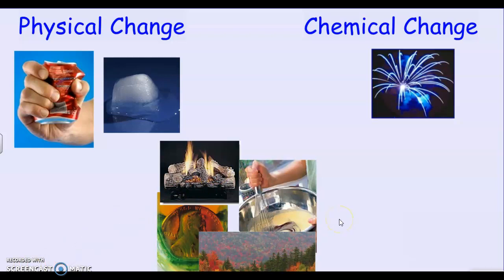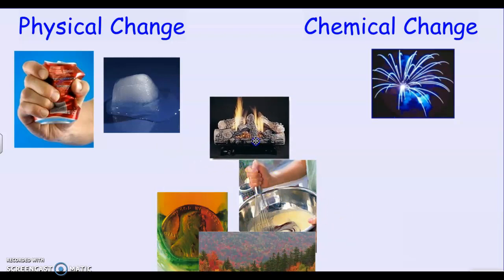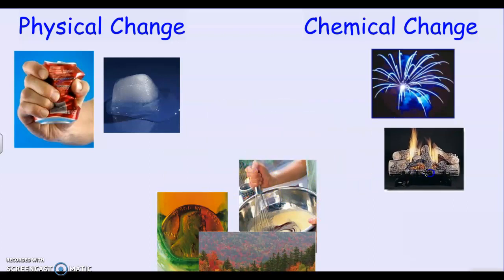Use the back of your notes, if you haven't noticed already, to write a C or a P to describe the changes in the pictures. Here's some burning logs. Burning, as we know, is always a chemical change.